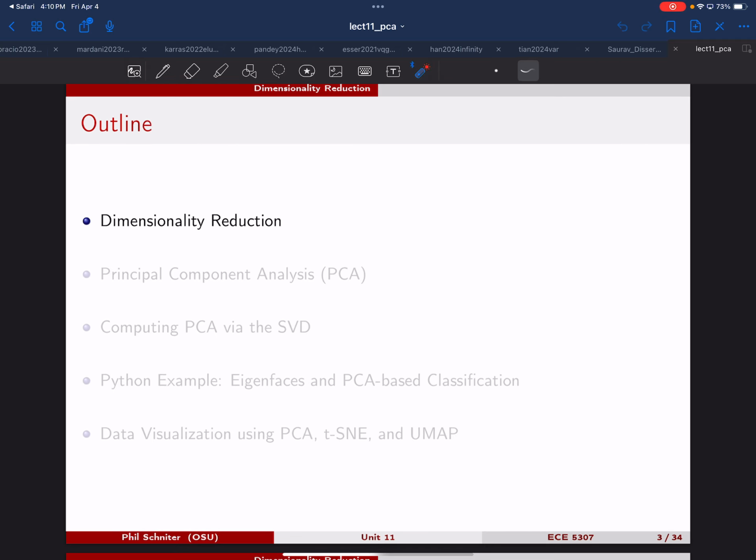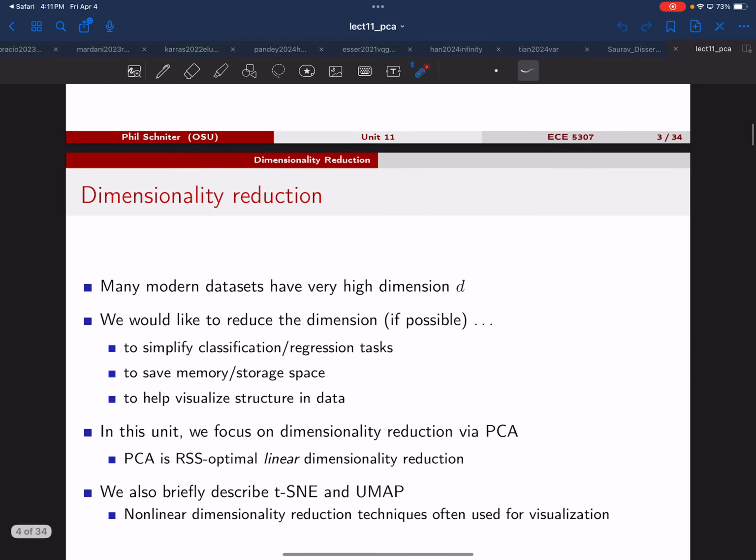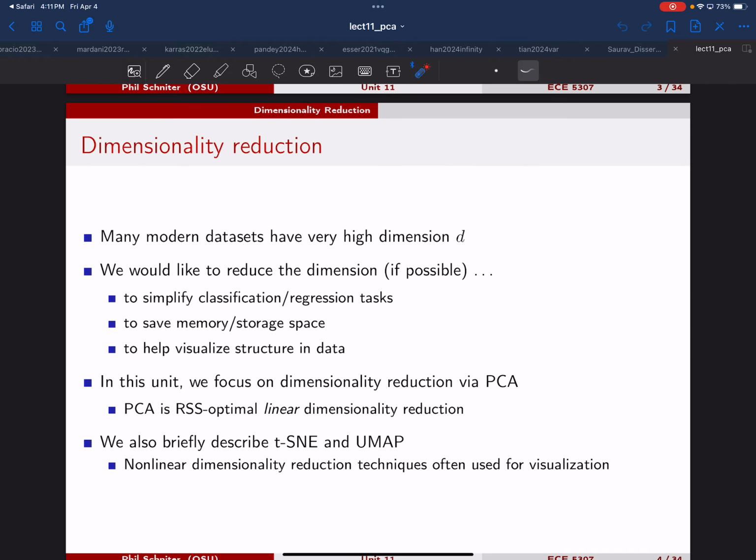So basically, PCA is used for dimensionality reduction. So what is that? The idea is that a lot of data sets have high dimension D. D is the number of features. And there's many reasons why we might want to reduce the dimension. We might want to have fewer features to use in our classification or regression tasks. We may want to store or transmit those features with less memory or bandwidth.